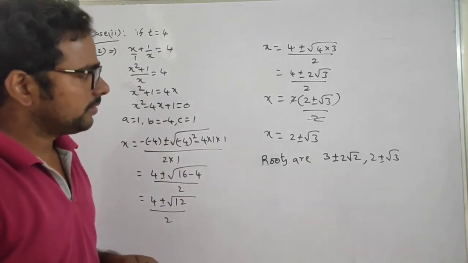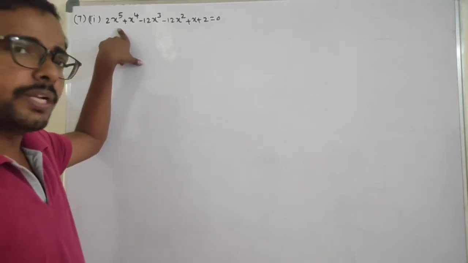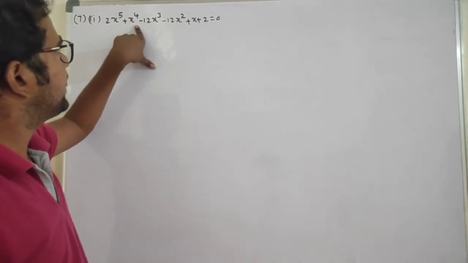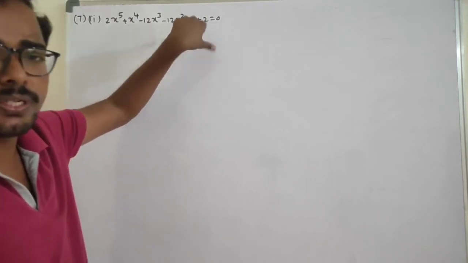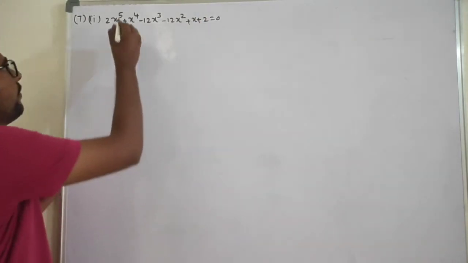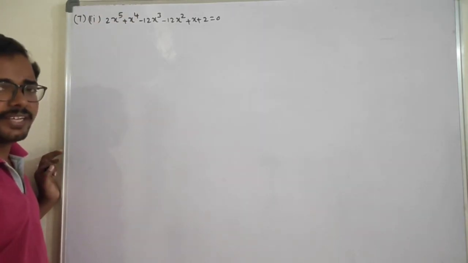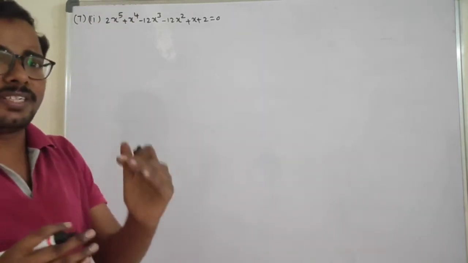Okay? Now the second one: 2x power 5 plus x power 4 minus 12x power 3 minus 12x square plus x plus 2 is equal to 0. Here we have a fifth degree equation. It is a fifth degree equation, so let us convert it to a fourth degree equation.